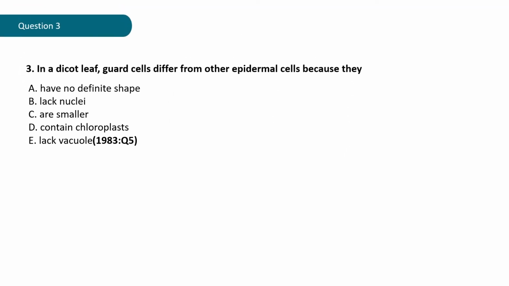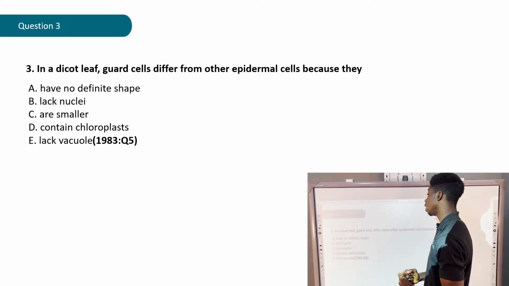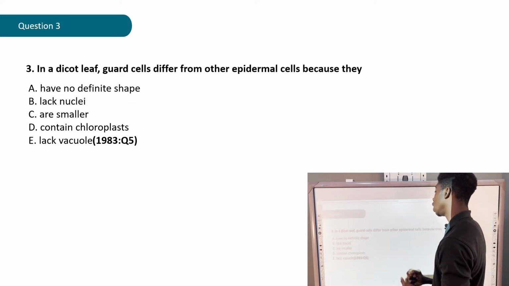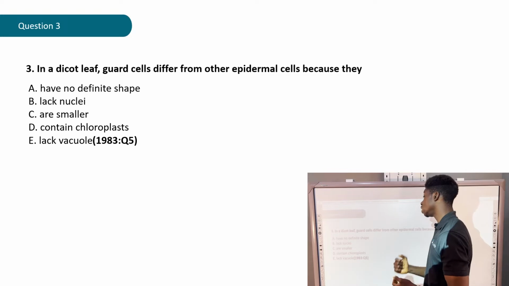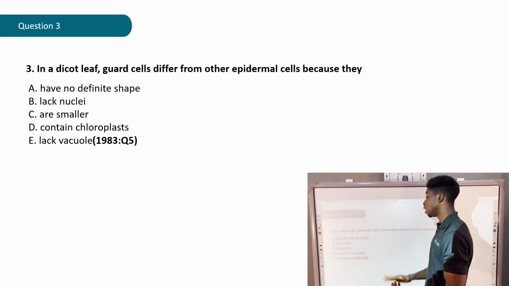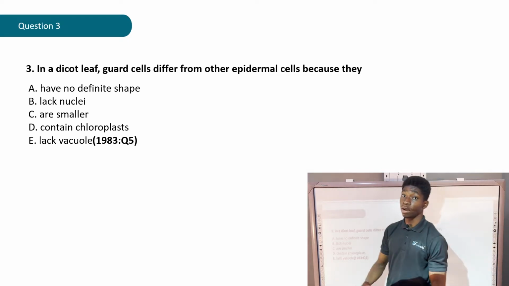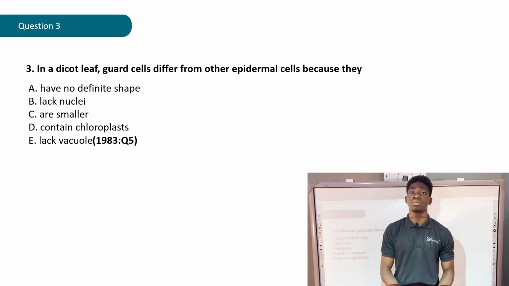Question 3. In a dicot leaf, guard cells differ from epidermal cells because they A. have no definite shape, B. lack nuclei, C. are smaller, D. contain chloroplast, E. lack vacuole. That question is gotten from the year 1983, question 5. Why not give it a try? Let's give it a try.